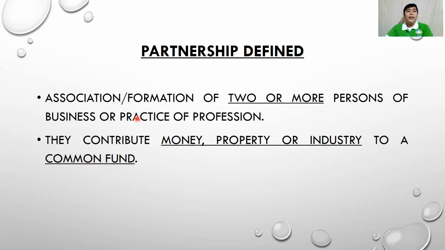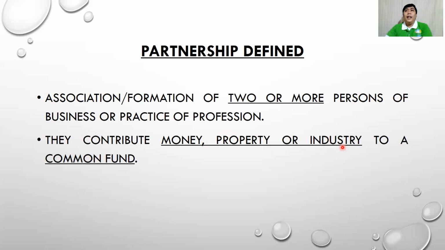Another, all of them contribute either money, property, or industry, or a combination of the three to a common fund. We all know about money, we also know about property. When we say industry here, it is labor. A partnership can also exist if one is a capitalist and one will work for the partnership. It can also exist like that.